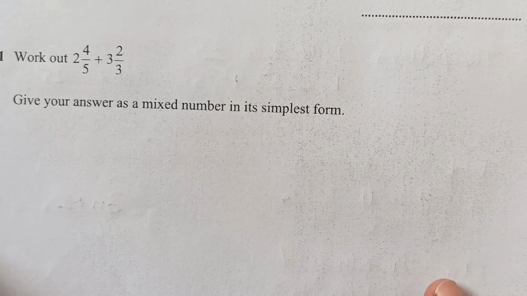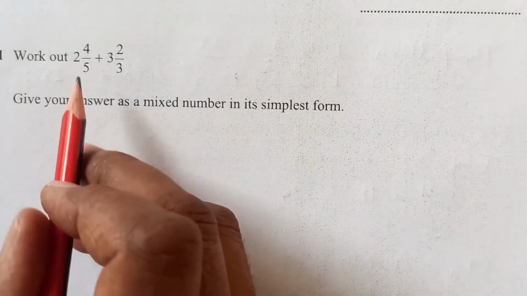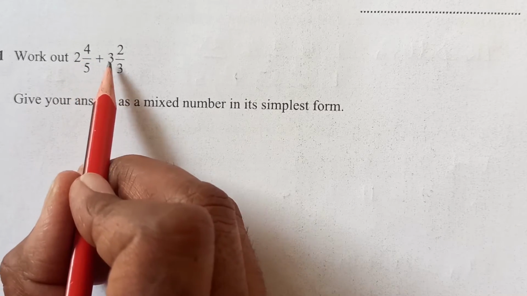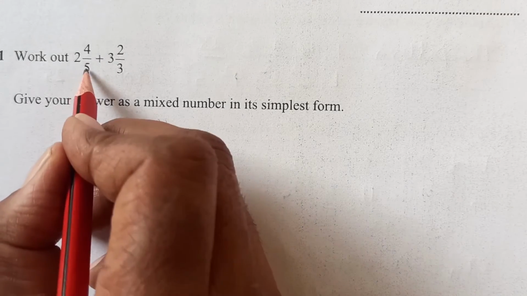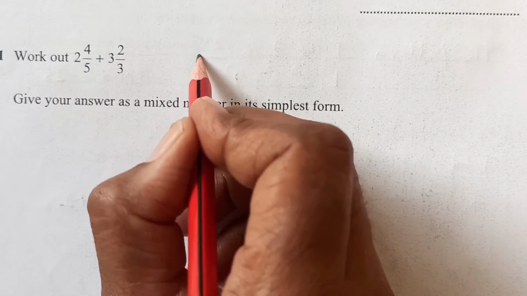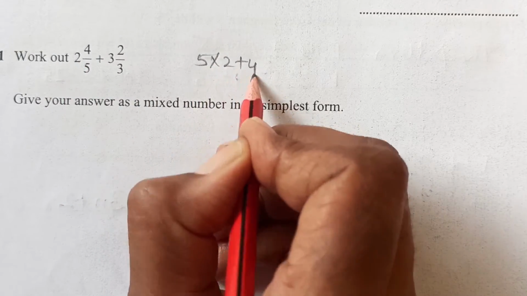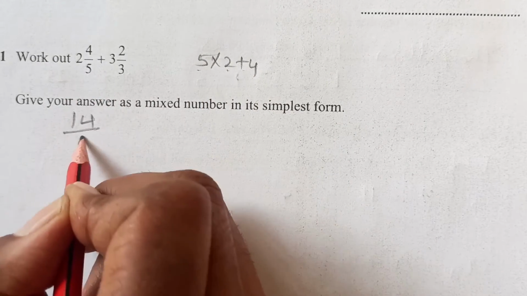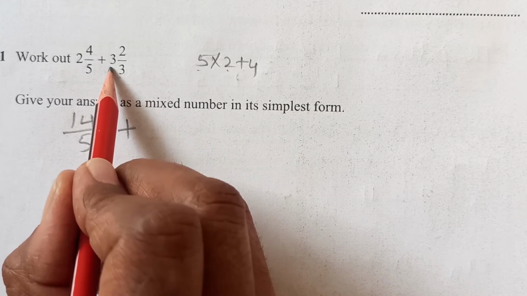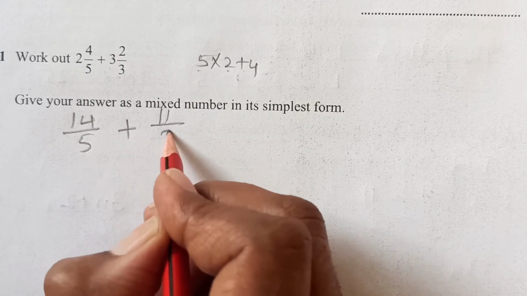Here we have to work out 2 4/5 plus 3 2/3. So first of all, you need to write these as improper fractions. Here it is 5 times 2 plus 4, which is 10 plus 4, so this becomes 14 over 5. Similarly, 3 times 3 is 9, plus 2, is 11 over 3.